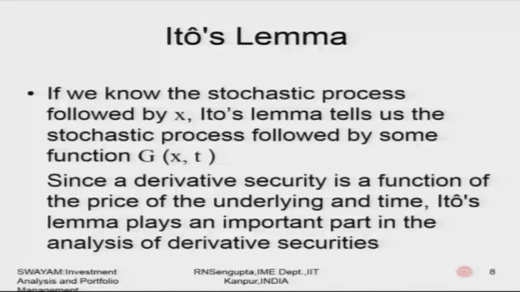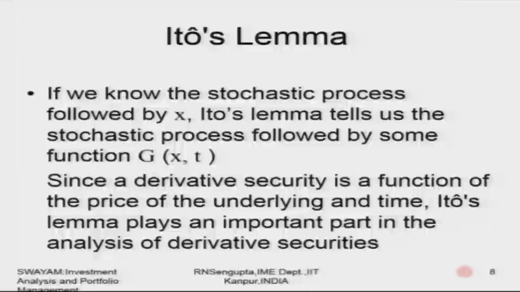Since a derivative security is a function of the prices, if you remember when we were discussing the derivatives, the forwards and the options, I did mention that you have an underlying financial asset, and based on that financial asset you had a derived product. That financial asset can be the stock market, can be commodities, and all the different things can be there. Since a derivative security is a function of the price of the underlying and the time, Ito's lemma plays an important part in the analysis of derivative securities and trying to find out their prices.